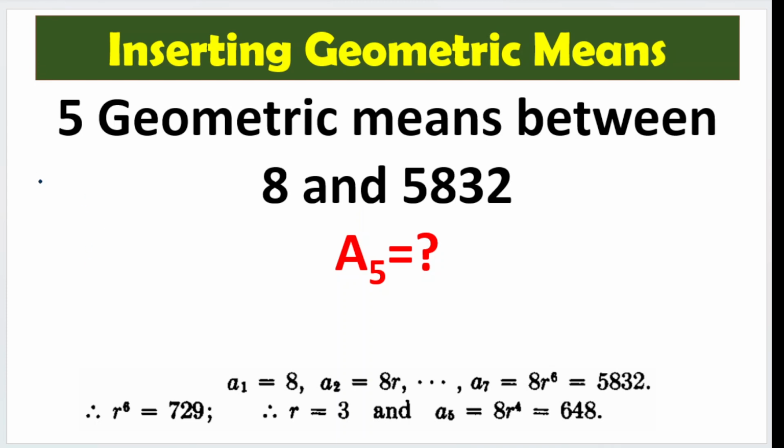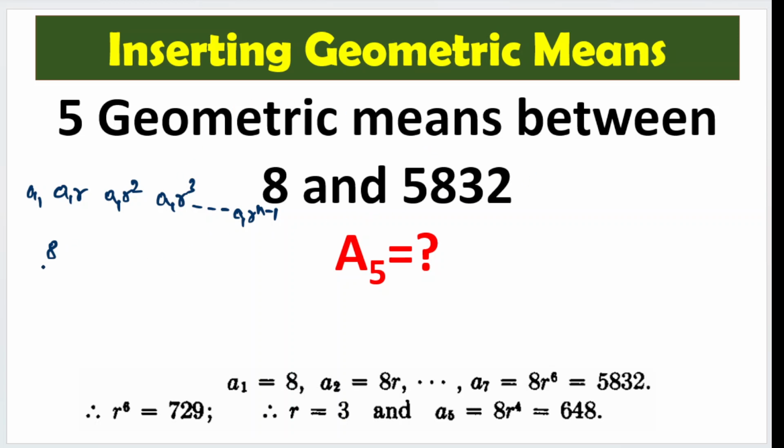We know that a geometric series runs like this: the first term is A1, the second term is A1R, then A1R square, then A1R cube, and so on, up to A1 R power n minus 1. Now, here, the first term, A1, is 8.